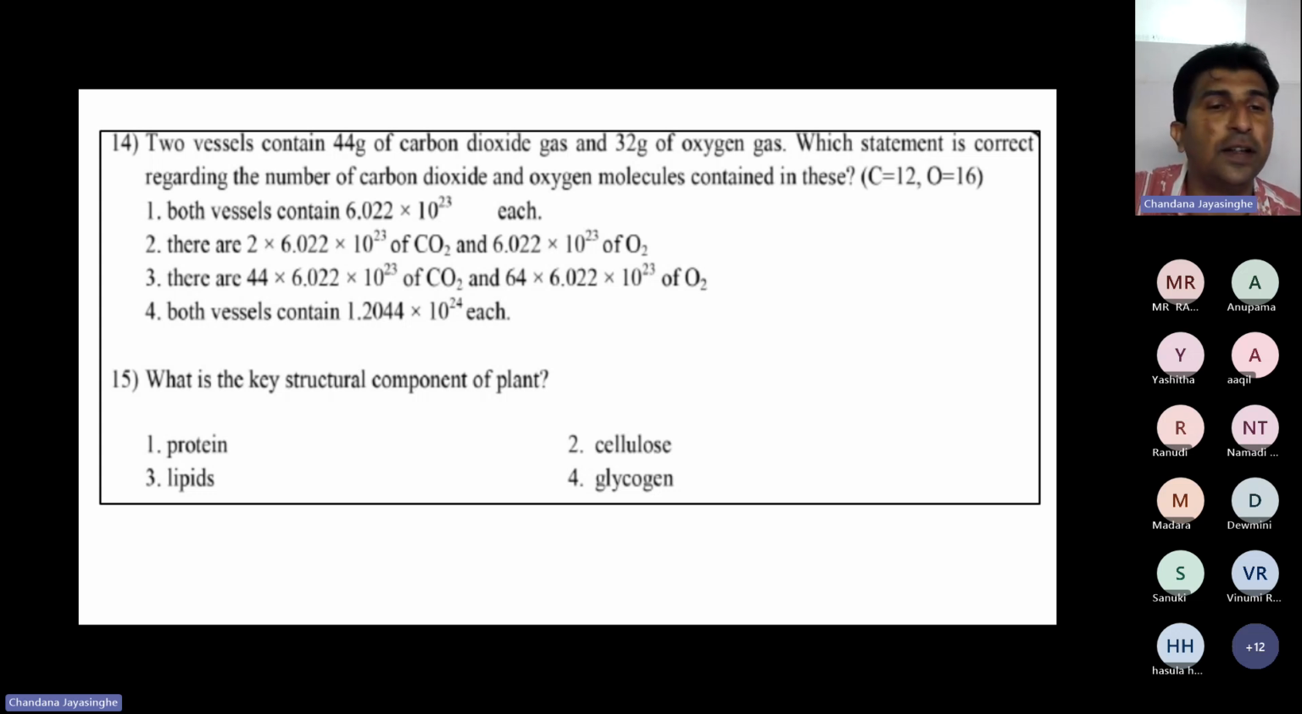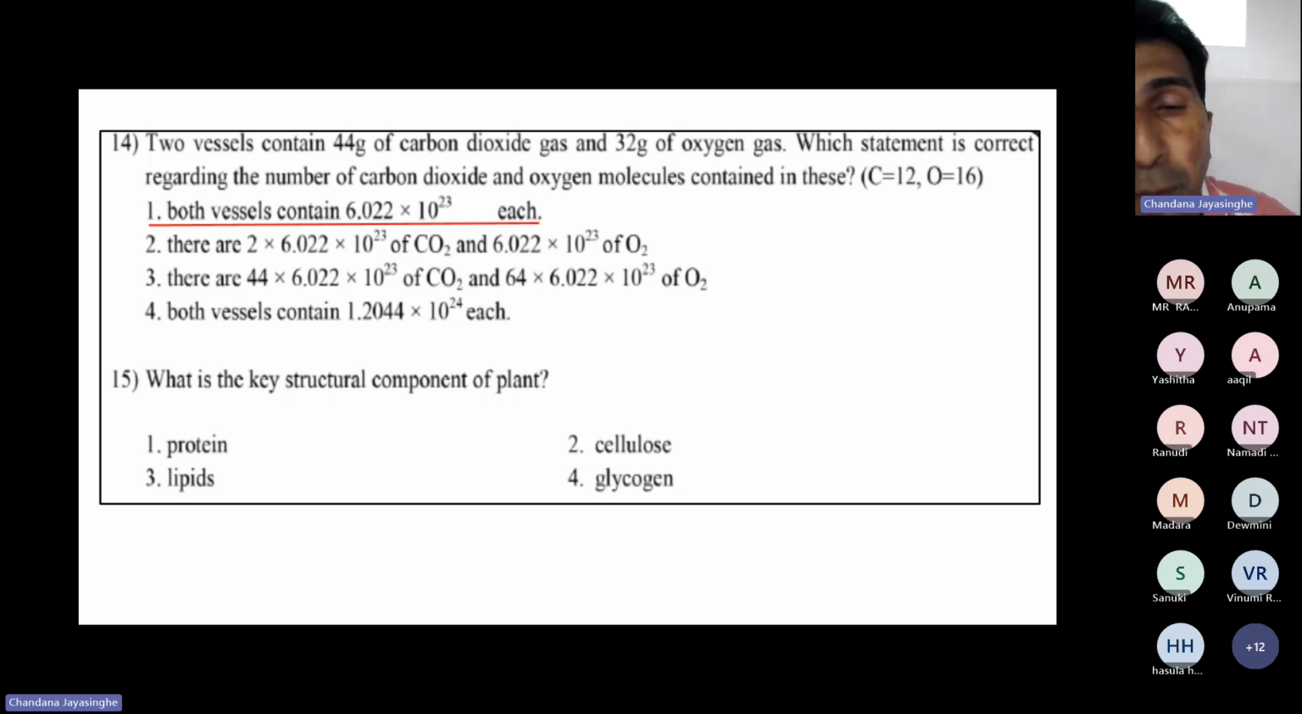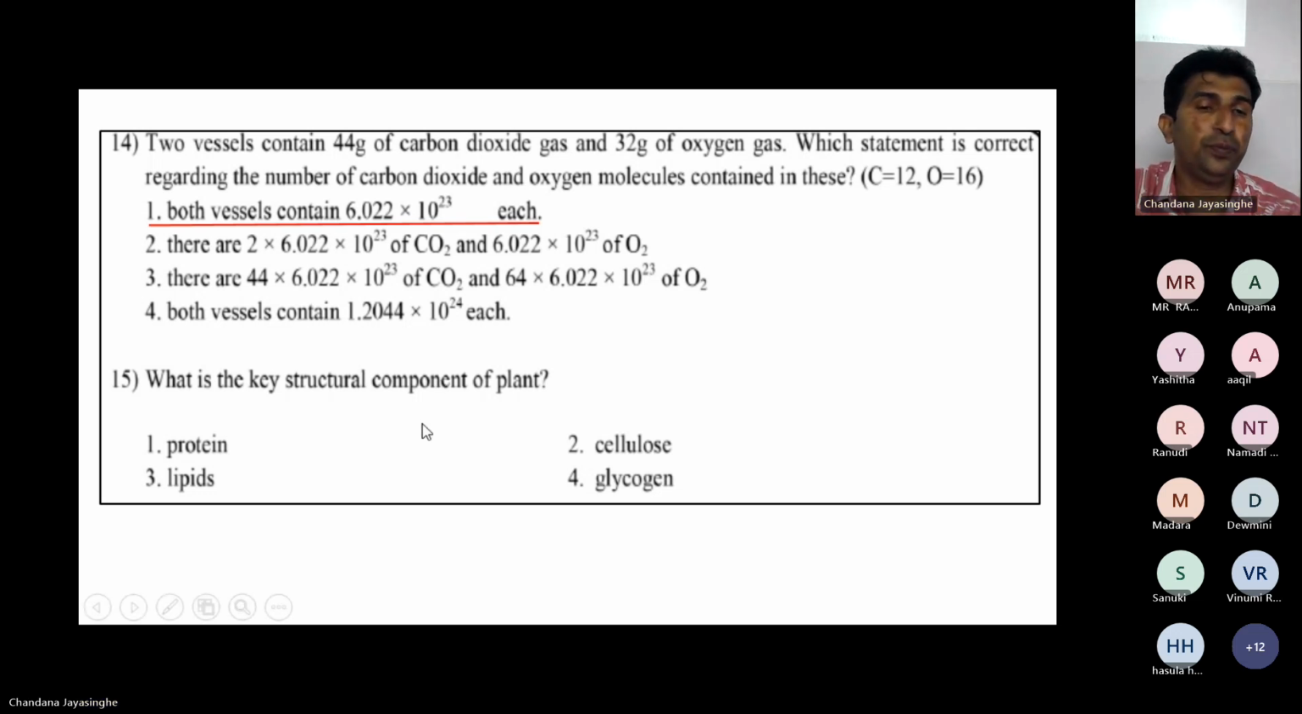So which statement is correct regarding the number of carbon dioxide and oxygen molecules? Oxygen and carbon dioxide, the same amount, that is the Avogadro constant. So both vessels contain 6.02 times 10 to the power 23 molecules each.